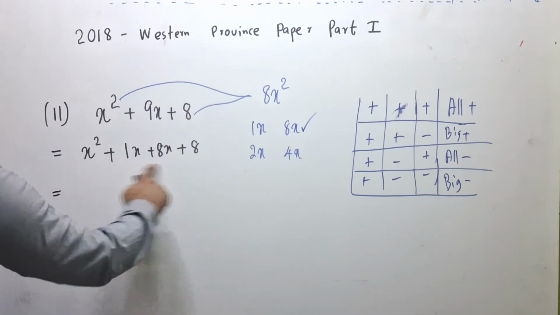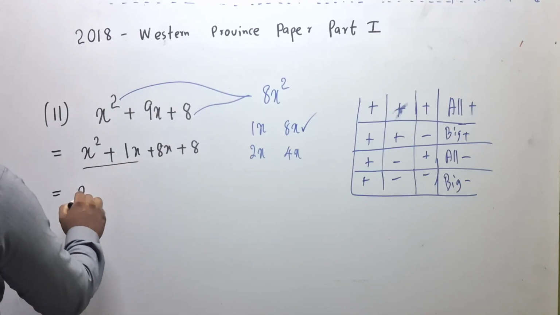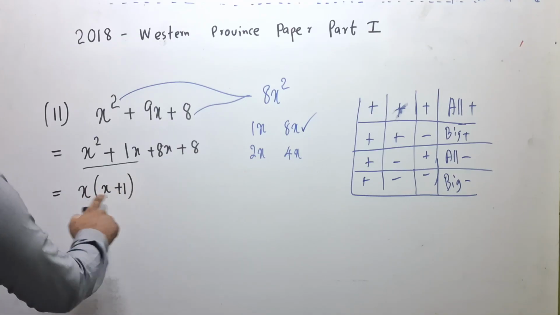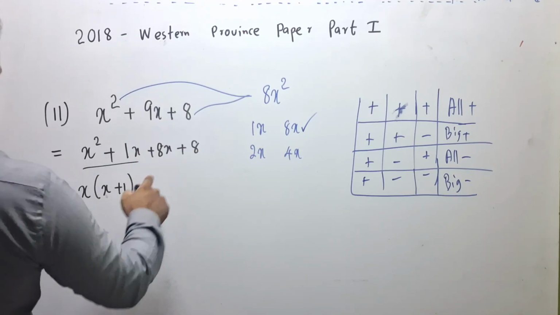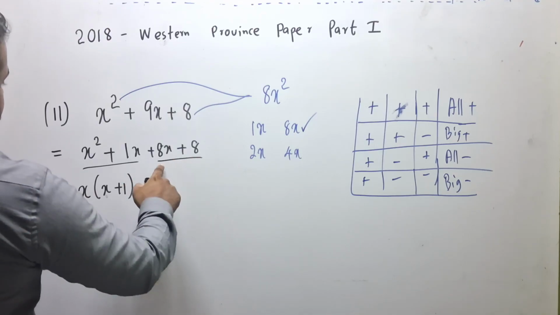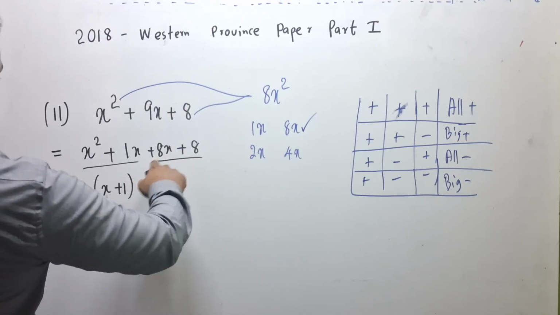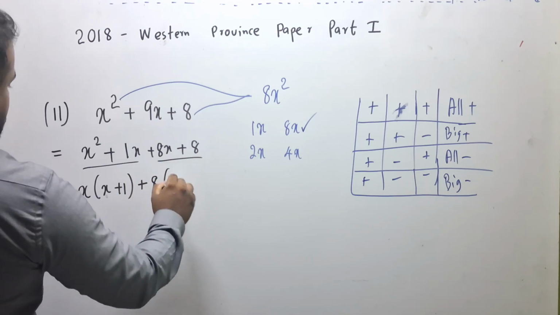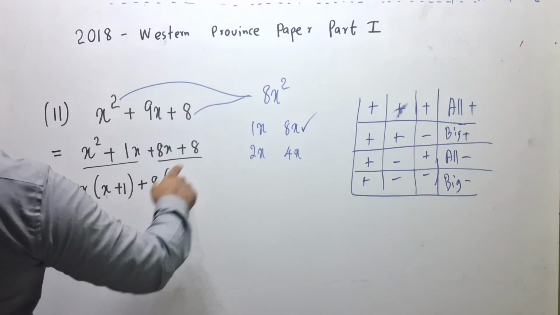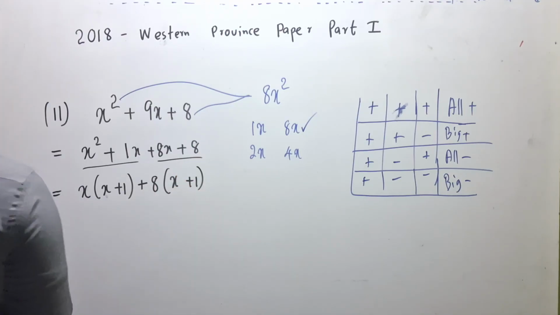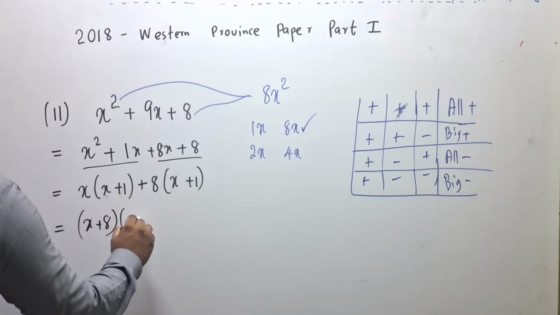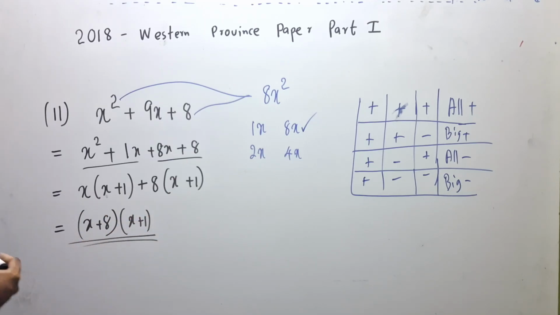Now factorize 2 by 2. For x squared and 1x, the common factor is x. Inside the bracket I can write x plus 1: x times x is x squared, x times 1 is 1x. When you observe 8x and 8, what is the common term? 8. Inside the bracket x plus 1: 8 times x is 8x, 8 times 1 is 8. So the answer is x plus 8, x plus 1. Okay, that's how we factorize.